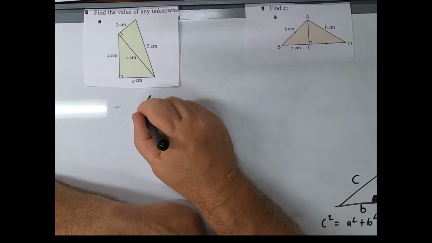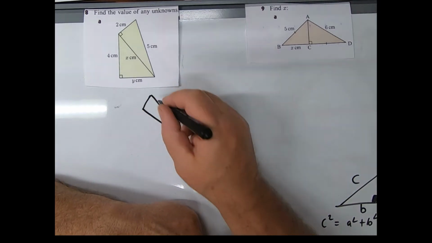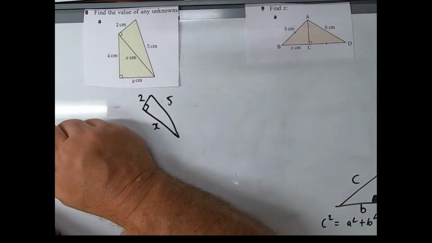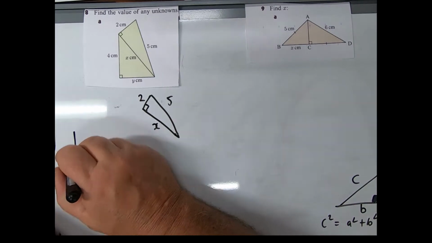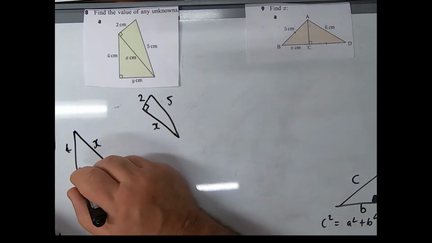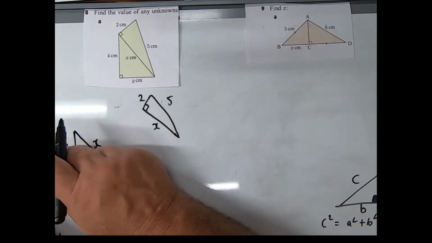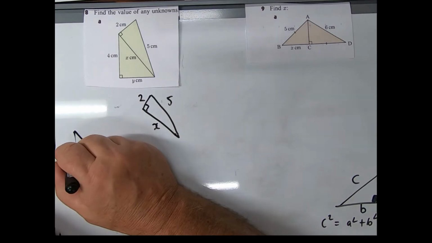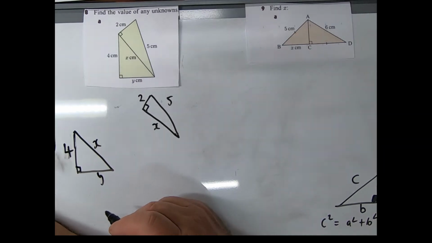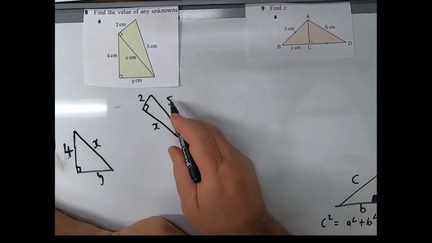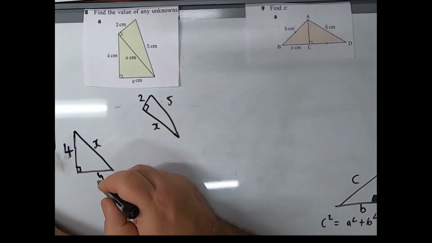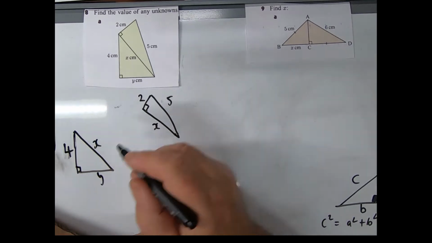Let's draw them separately. This one's got a 2, a 5, and an X. The other triangle has got a 4, an X, and a Y. Now, I hope people can see that this triangle I can do because it's got two numbers and one unknown. And this triangle I can't do yet because it's got two letters. I can't work something out with two letters.